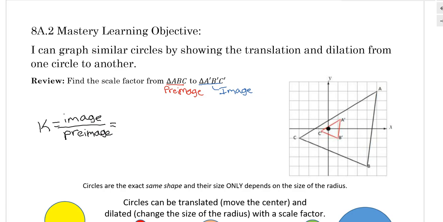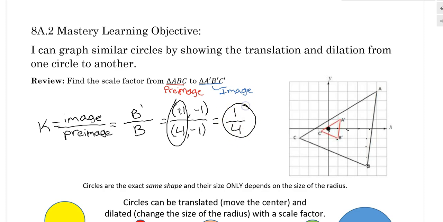So my image, I'm going to choose point B prime. So I have to do B prime, and then I have to choose B in my pre-image. B prime is at positive 1, negative 1. B is at positive 4, negative 4. Then remember, we only divide our x's. So 1 divided by 4 is just 1/4. Okay. So that, again, is just a review of finding that scale factor, finding that dilation.